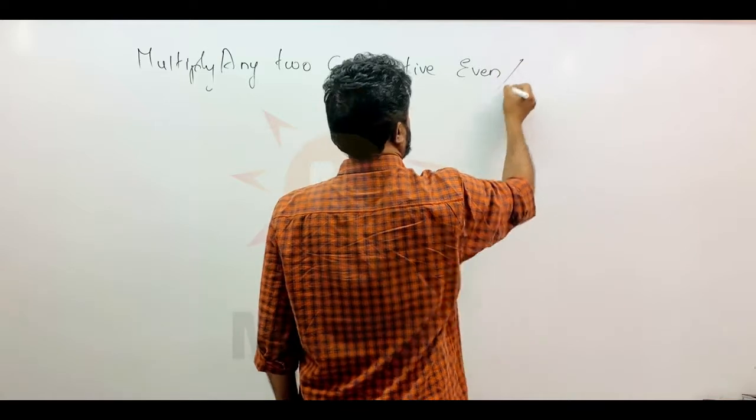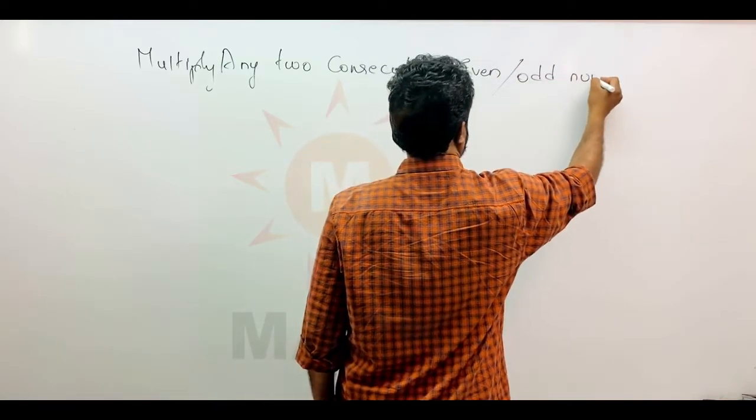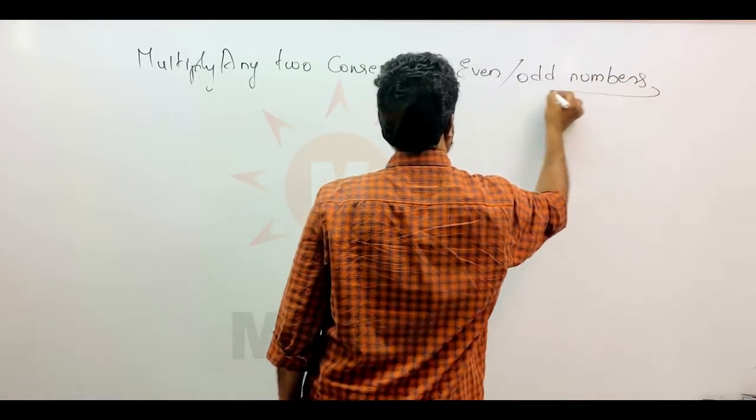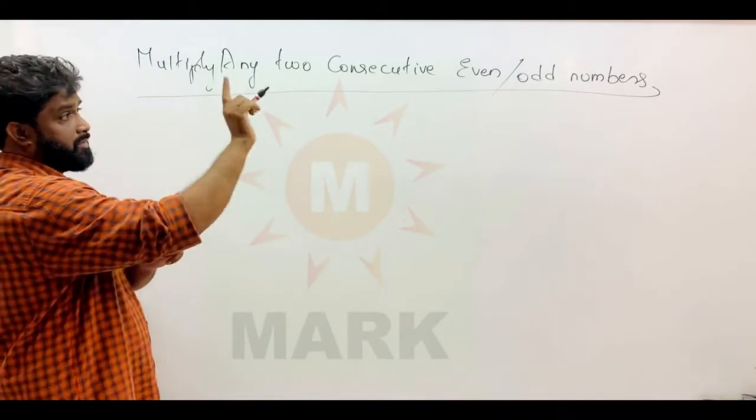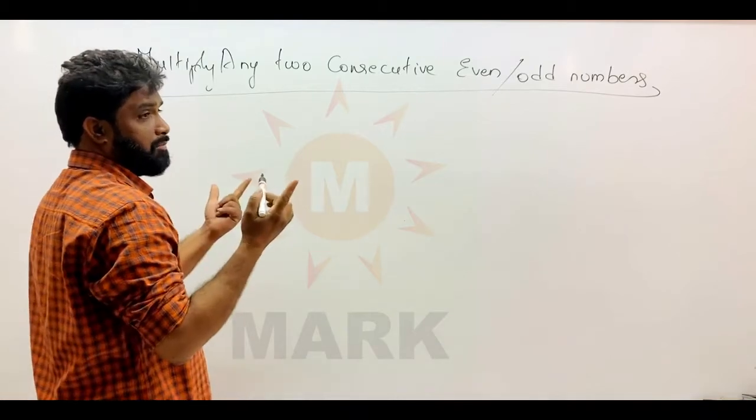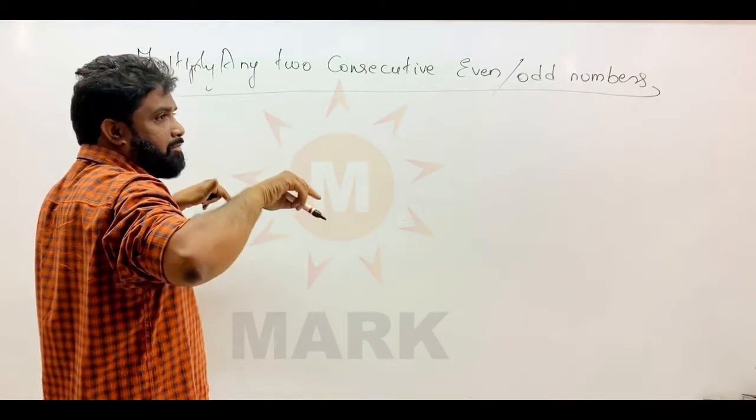Friends, now we are going to learn how to multiply any two consecutive even numbers or odd numbers. Multiply any two consecutive even numbers or odd numbers. So not any two consecutive natural numbers, I am talking about any two consecutive even numbers or odd numbers.